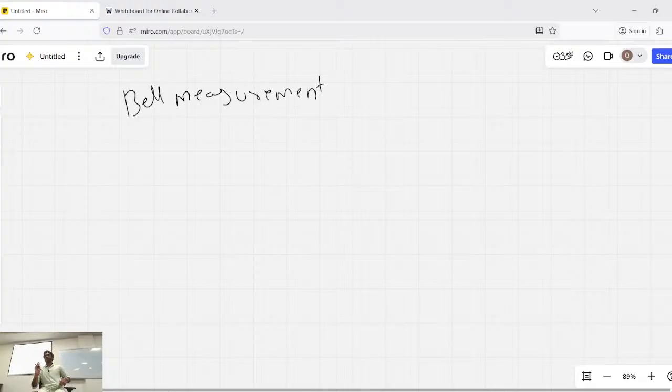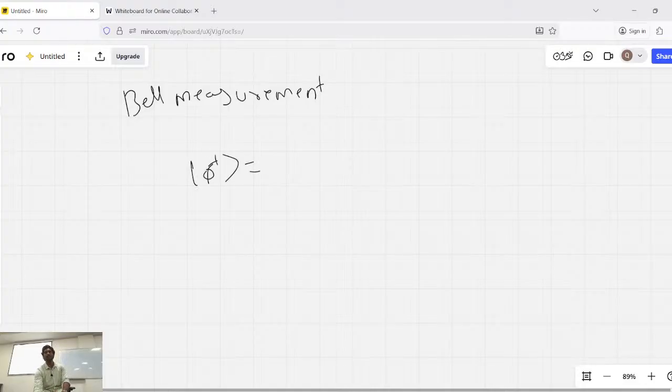What is this Bell measurement? Very simple. In order to measure the Bell state, we have this Bell measurement. And Bell measurement is very simple. That is the pure opposite of my 5 plus state logic. Okay. So that is how I can create a 5 plus state.